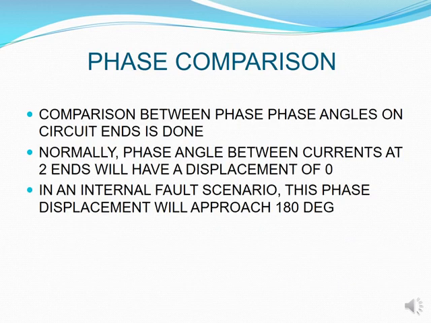Then we have what we call phase comparison. All that it does is compare the phases, which are your angles, at your circuit's ends. Normally your phase angle between your current at the two ends will have a displacement of 0. So in a balanced situation, you want to have a phase angle of 0 between your two ends. But should you have an internal fault scenario, then that displacement will approach 180 degrees. So you can definitely say that once you've gone over 90 degrees going towards 180, you must know that there is a fault and your system should soon be able to trip.